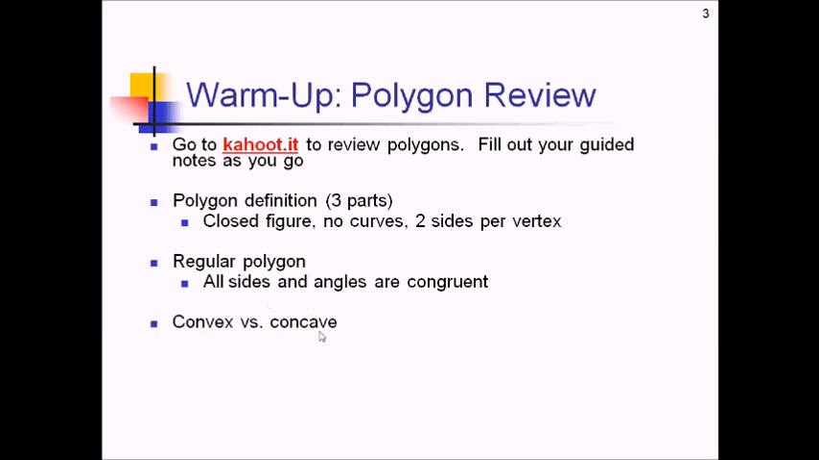Now, convex versus concave polygons. A concave polygon has a cave in it. It has like an indent, a divot. A convex polygon doesn't have any caves.